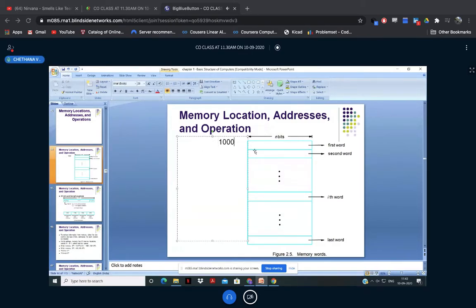After that, what could be the next location? It could be 1001. The next location address may be 1002, and the next memory location may be 1003. Like that, you are going to allocate the addresses to each. Here this is the 1000 memory location. At the 1000th memory location, we have the first data. You are able to store your data, whatever you want, in this location.